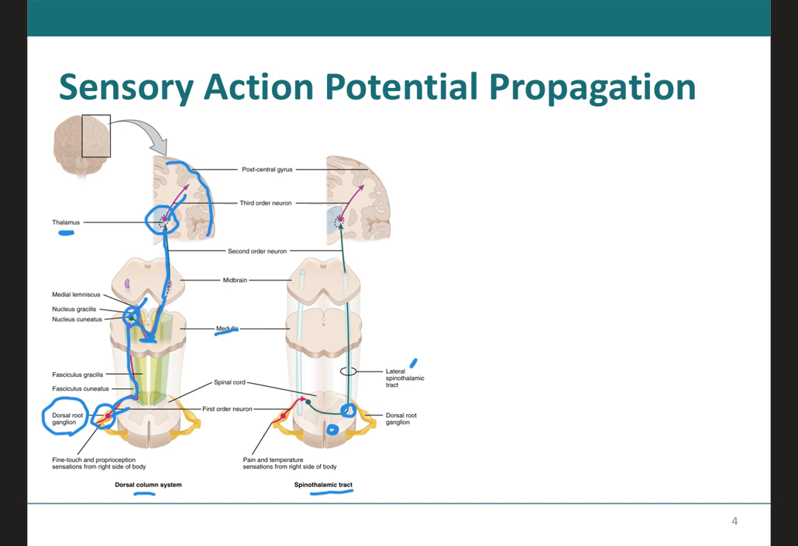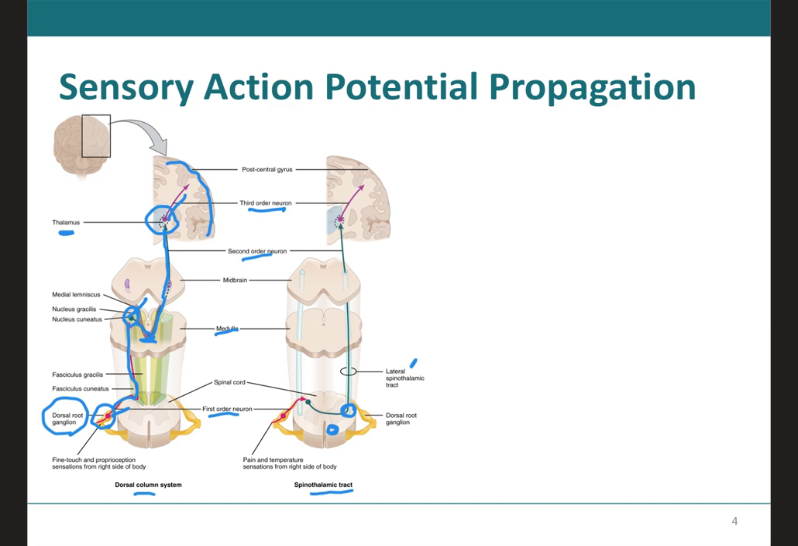The other thing is, when we're talking specifically about sensory neurons, notice again that we have three and they have specific names. They're called first order neuron, second order neuron, and third order neuron. And this is just for sensory neurons.